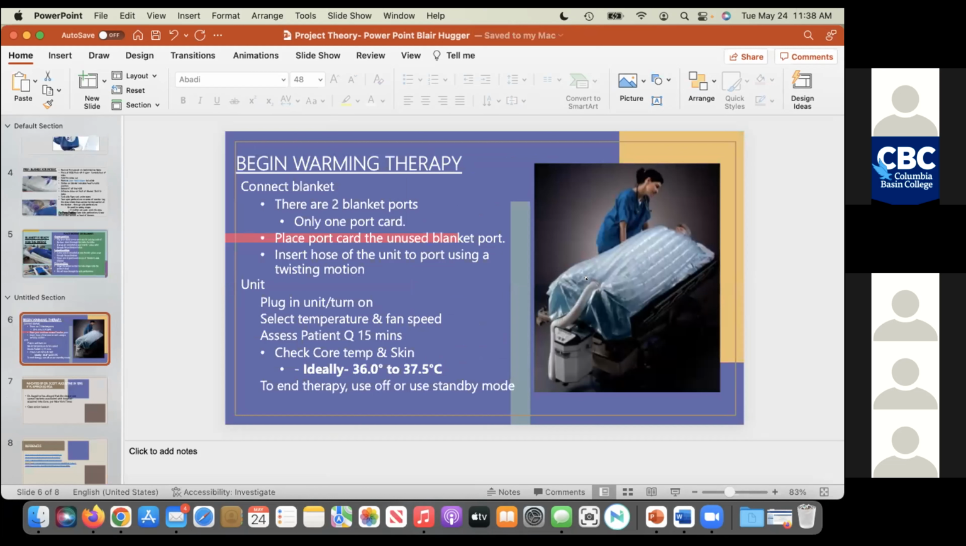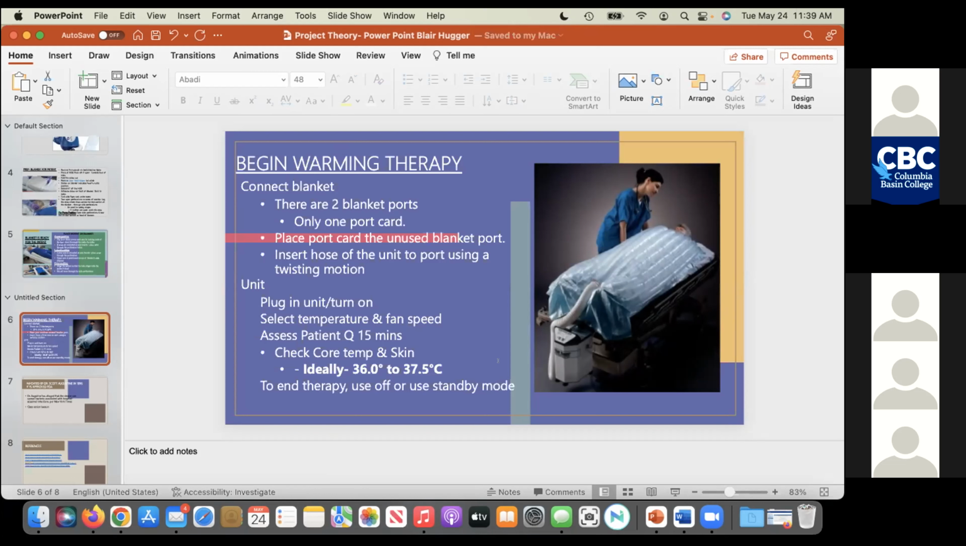As you can see in the picture, there's a hose attached to one side, but this port is actually on either side, the head and the tail of the blanket. So you decide which one you're going to use the hose with. There's one port card in place in one of them, and you just move that port card to whatever one you're not using. And then the other one you attach the hose, and it's just a twisting motion to secure it.